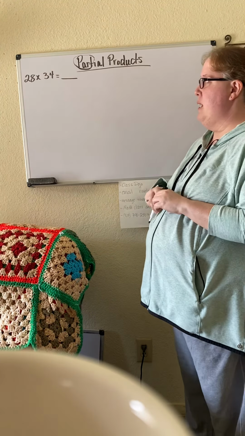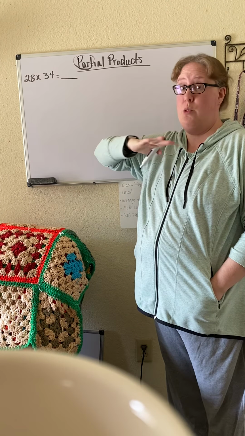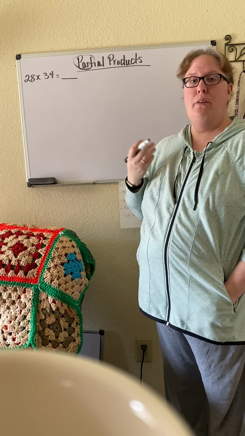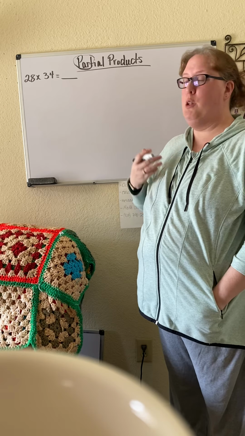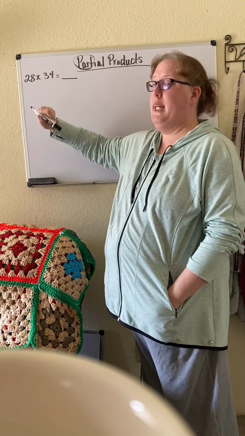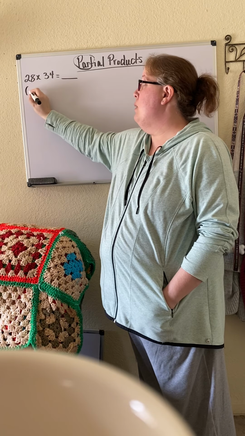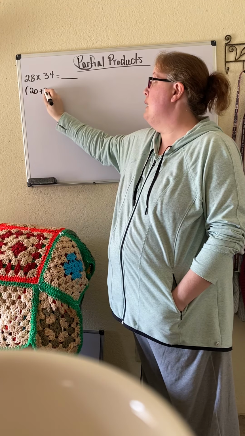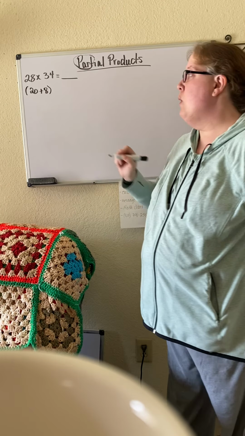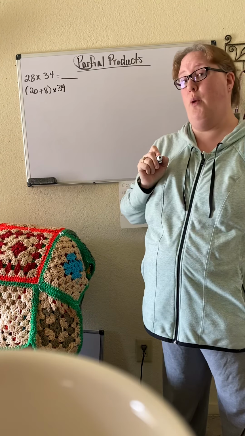So for this method, I'm going to take one of my factors. It doesn't matter which one. You can use either one. And I'm going to break it down into place value. I normally pick the first one just because, okay? But you can always choose the second one. Either factor would work. So I'm going to take my 28 and I'm going to break it apart into place value. So 28 becomes 20 plus 8. Okay, so that's the part, 28. Well, I need to multiply both of those parts by 34.